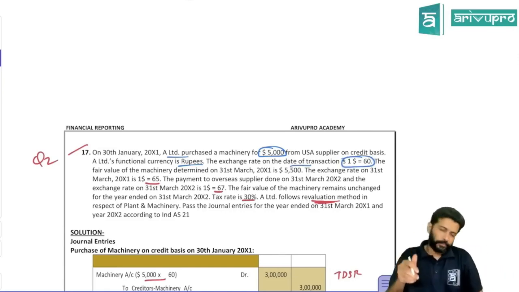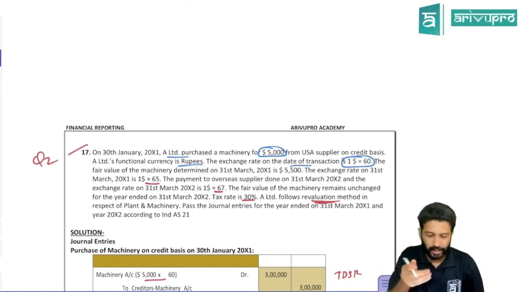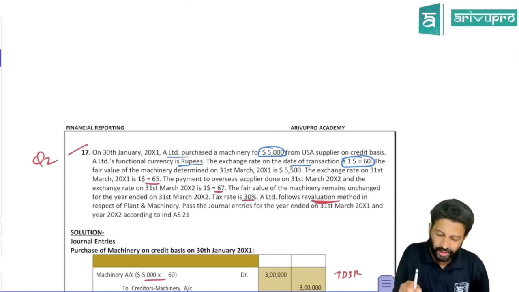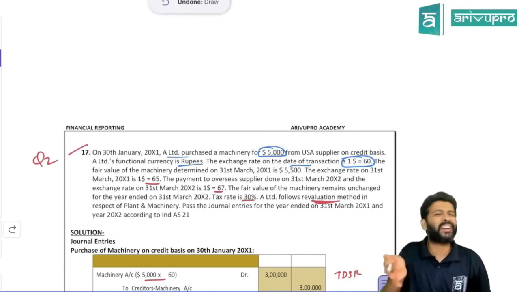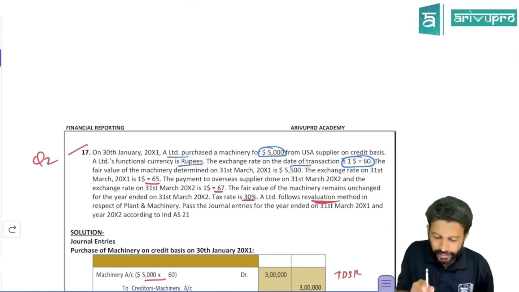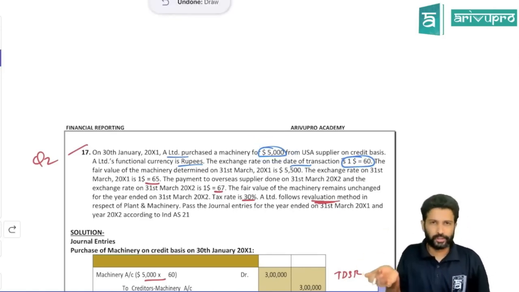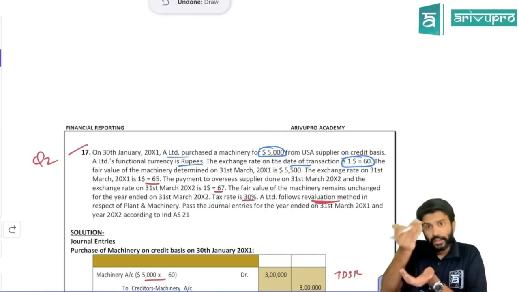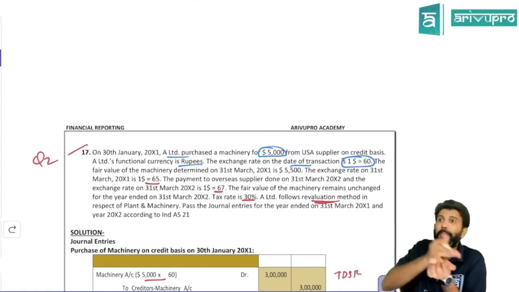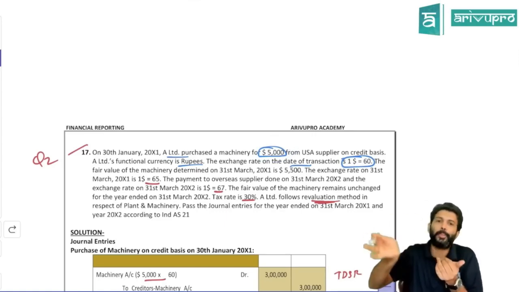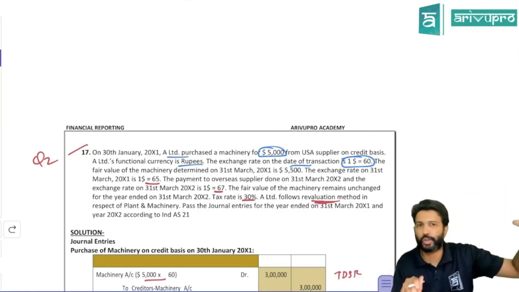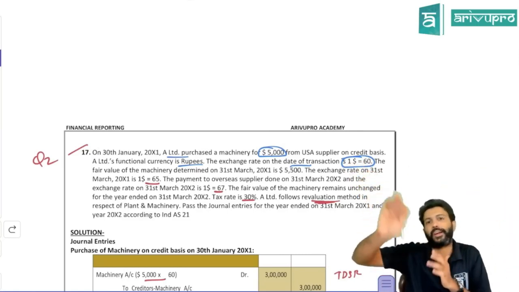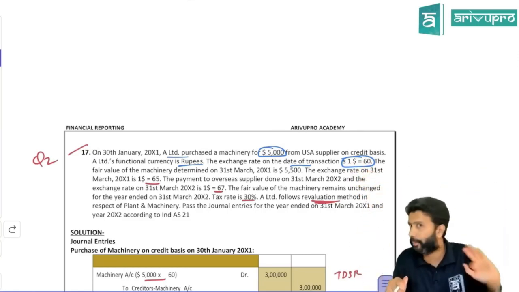You purchased a non-monetary item, that is PPE, on a credit basis. That means you have to pay the vendor, the creditor. That creditor is a monetary item, correct? Because how much do you need to pay the creditor? $5,000. The value is fixed. It need not be fixed in Indian rupees. Due to exchange rate fluctuation, how much you will eventually pay in rupees, we don't know.